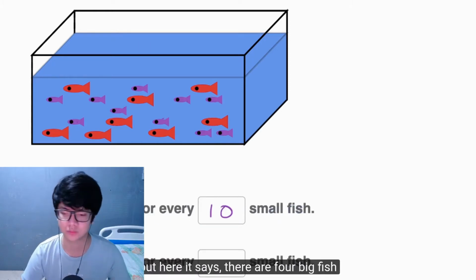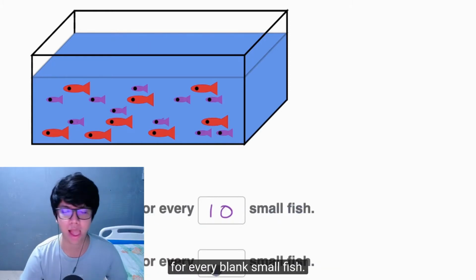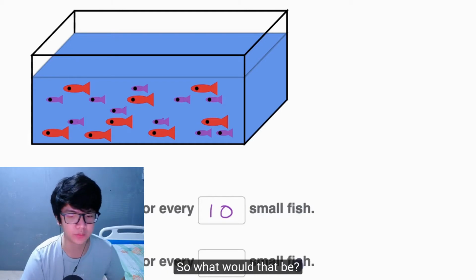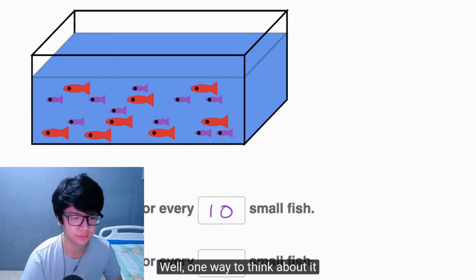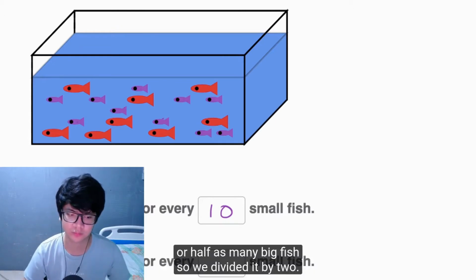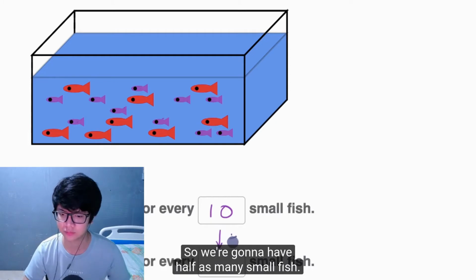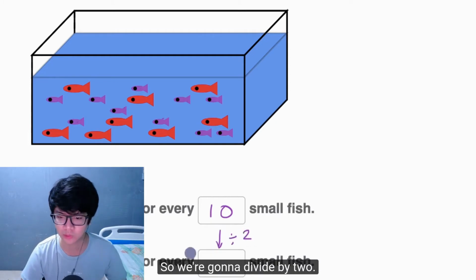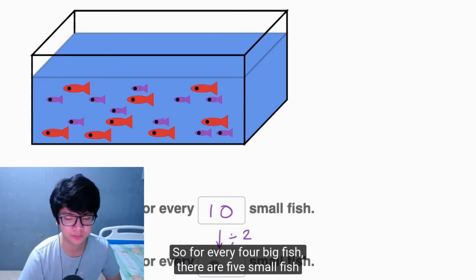But here it says there are 4 big fish for every blank small fish. So what would that be? Well, one way to think about it is we have half as many big fish, so we divided it by 2. So we're going to have half as many small fish. So we're going to divide by 2. So for every 4 big fish, there are 5 small fish.